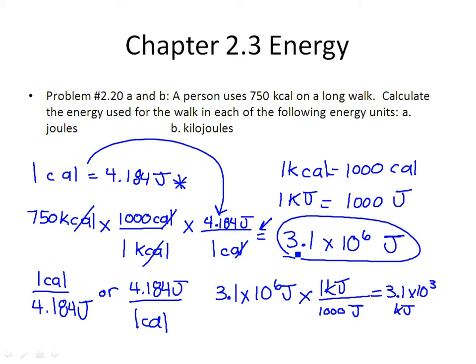So it's very, very similar to what we were doing in chapter 1, but this time we're just using different units. So we're using units of energy. The main thing you have to remember here is 1 calorie is equal to 4.184 joules.